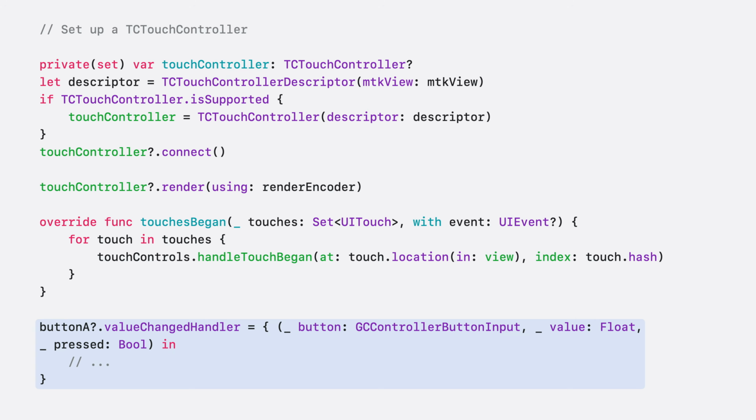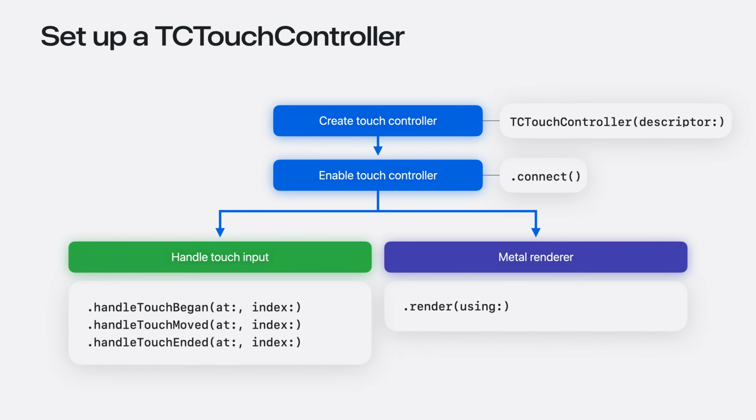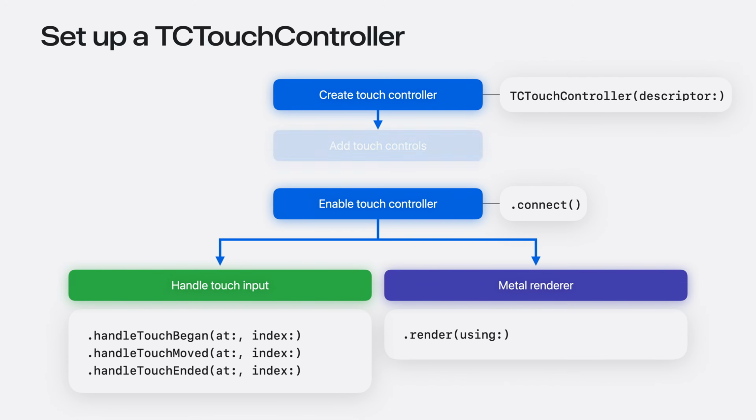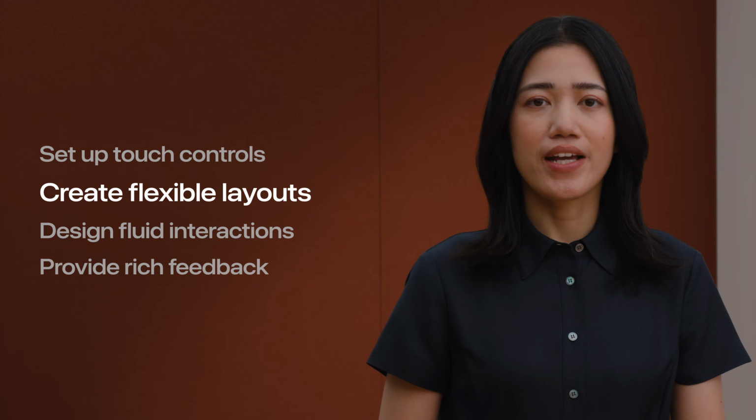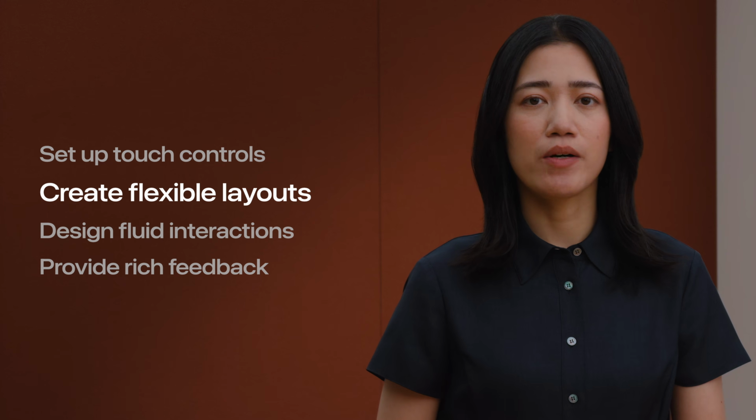There's one more thing I still need to do. Add all the controls to the touch controller object. But where should I place them? And how can I do it in a way that gives players the best experience? The key is setting up a flexible layout.